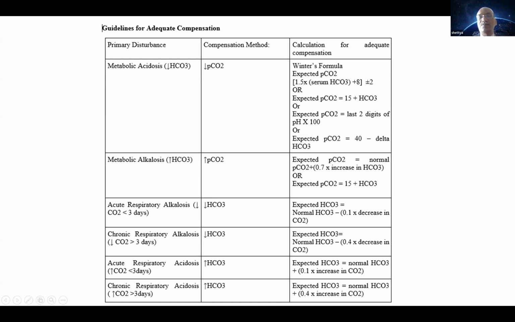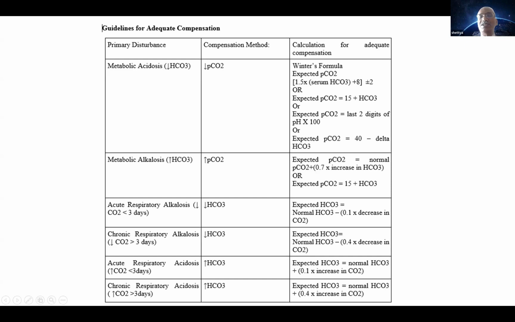So in other words, if the bicarbonate is 20, 20 times 1.5 is 30, 30 plus 8 is 38, plus or minus 2. So if the bicarbonate is 20, you expect the PCO2 to be between 36 and 40.